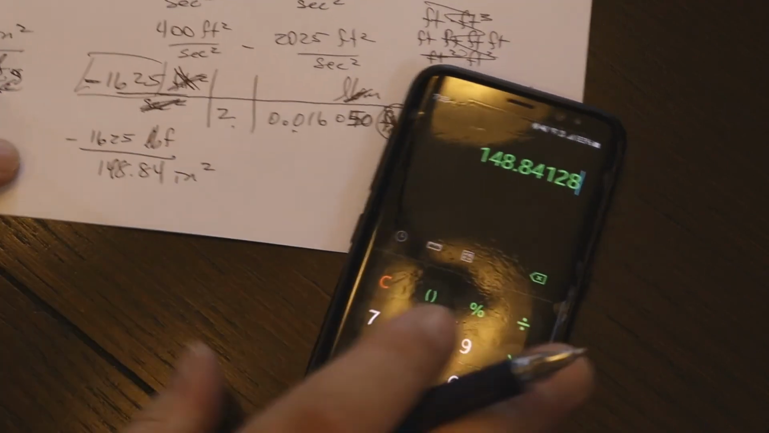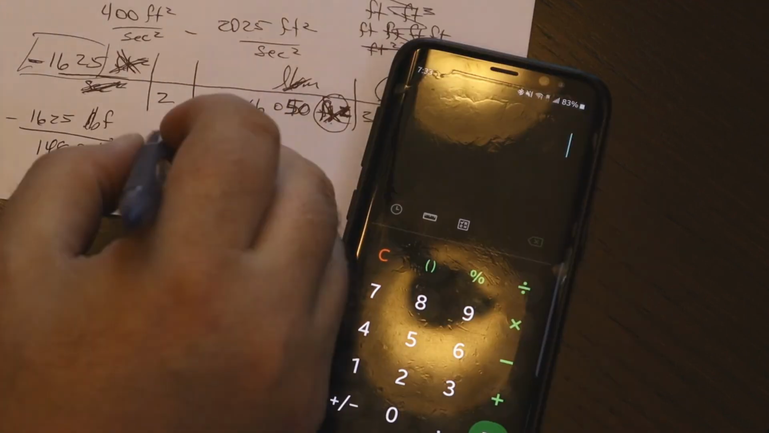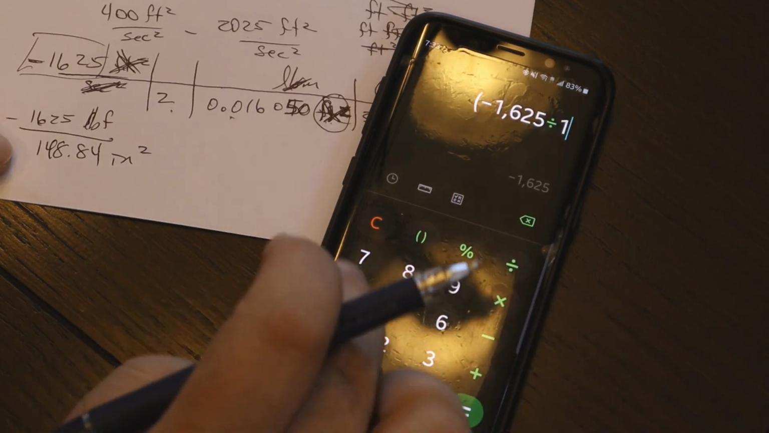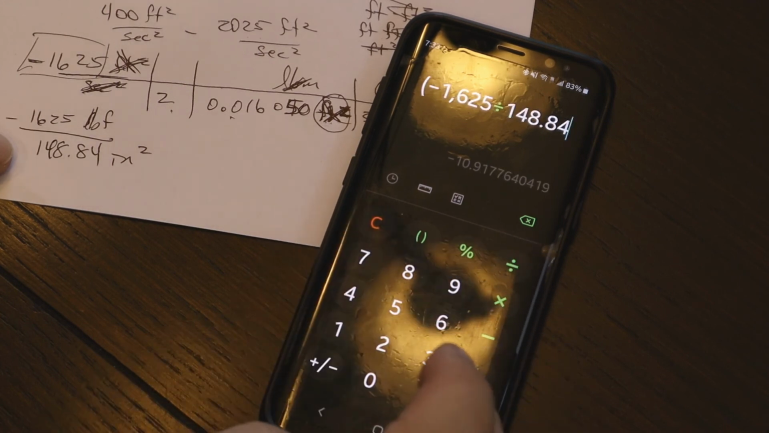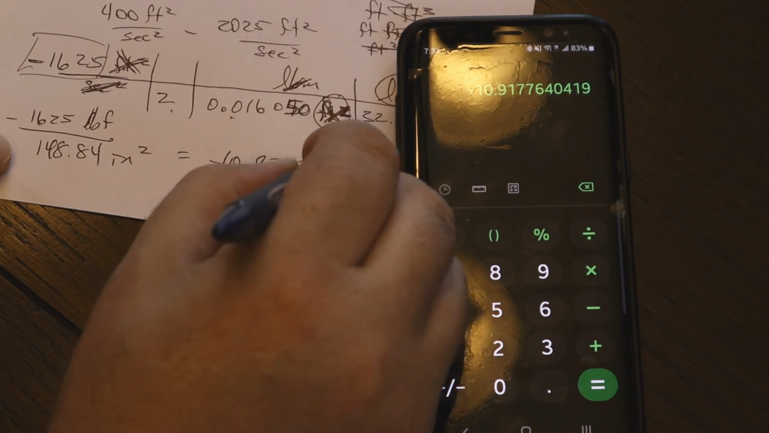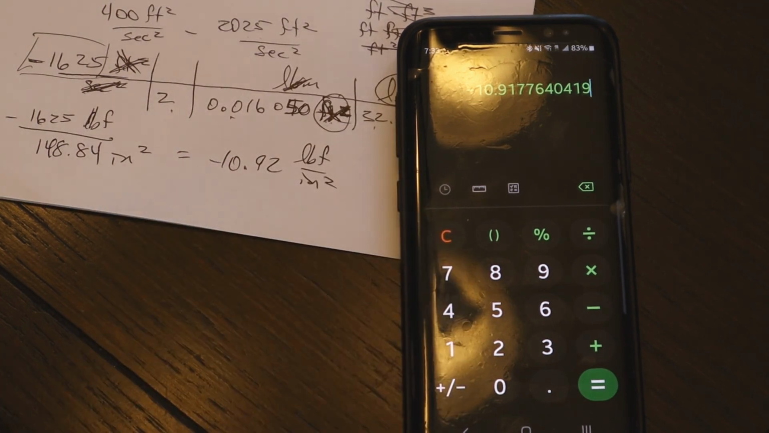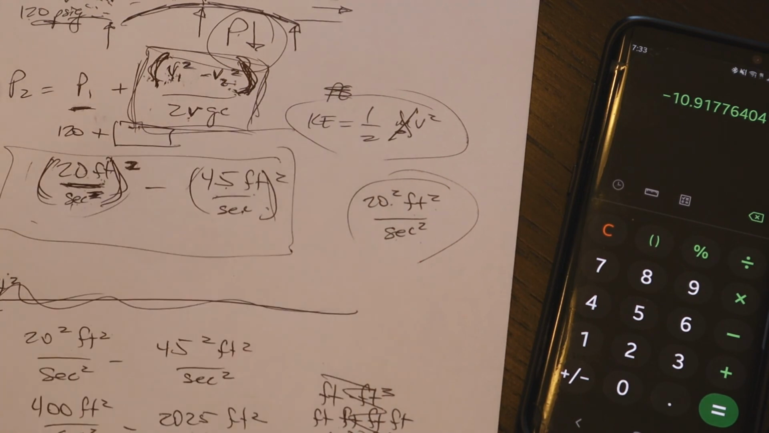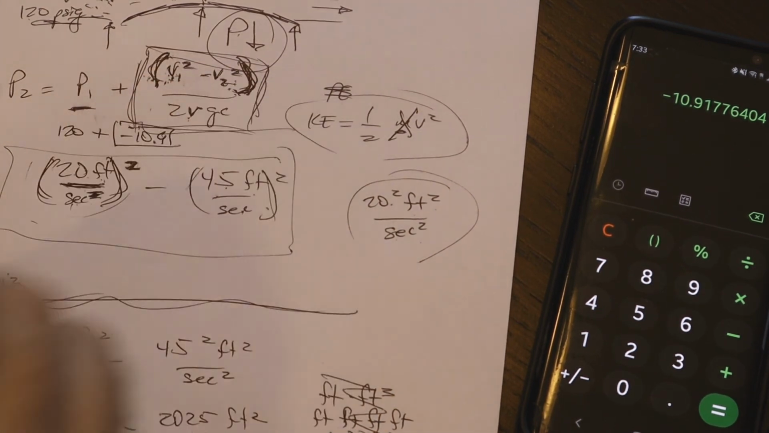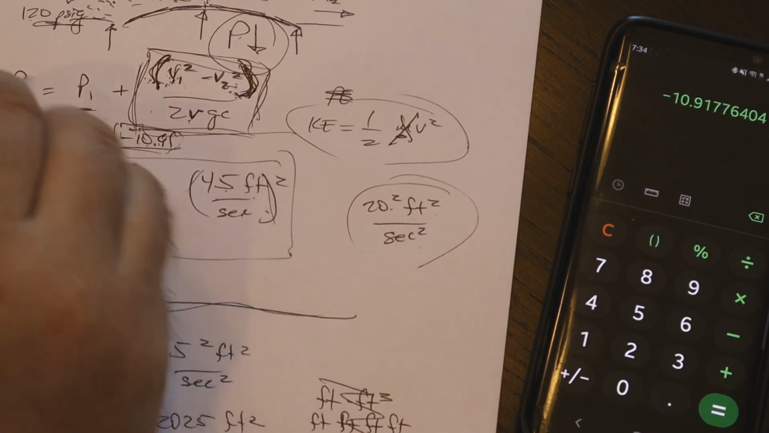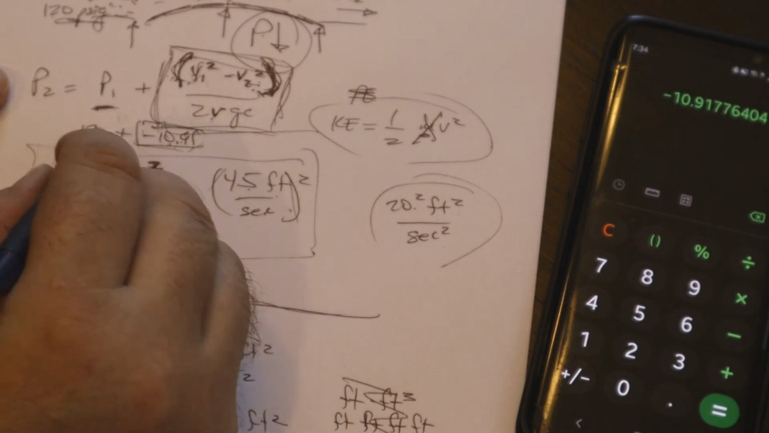Now that I have this, I don't have to worry about any complicated calculator functions. I just take negative 1625 divided by 148.84 equals minus 10.92 pounds force per inch squared. And because this is a negative, if we go all the way back up here to the P1, this is 120 plus whatever I came up with, which is plus negative 10.9, which means the same as we're taking away, that pressure drop is 10.9 pounds. So our pressure 2 is 10.9 pounds less than our initial pressure of 120.